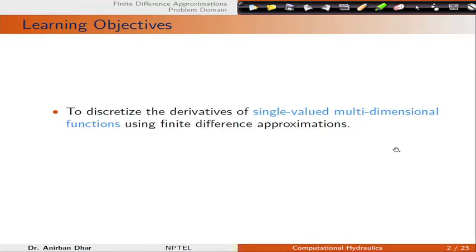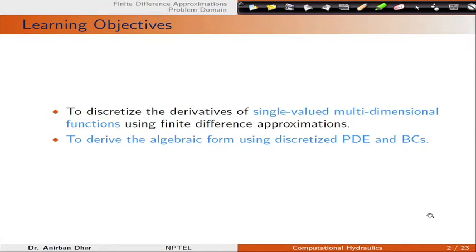What are the learning objectives for this particular unit? First objective is to discretize the derivatives of single valued multidimensional functions using finite difference approximations, and second one is to derive the algebraic form using discretized partial differential equation and boundary conditions.